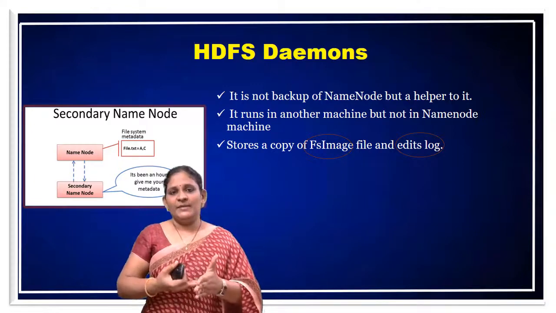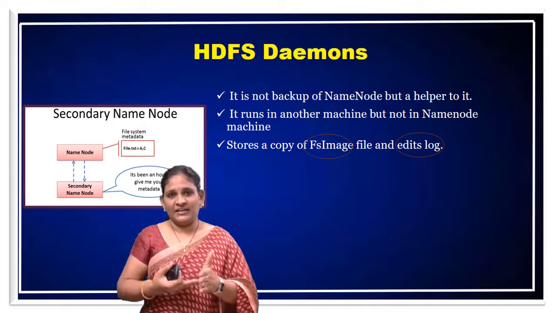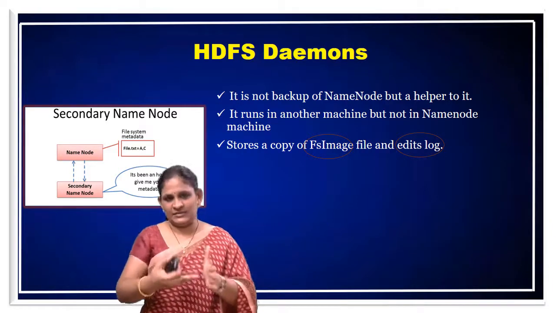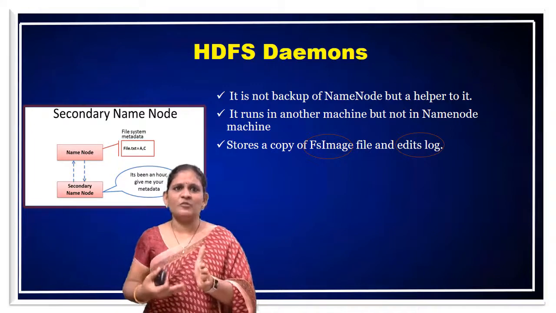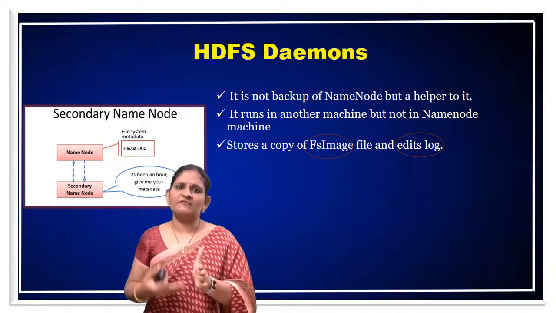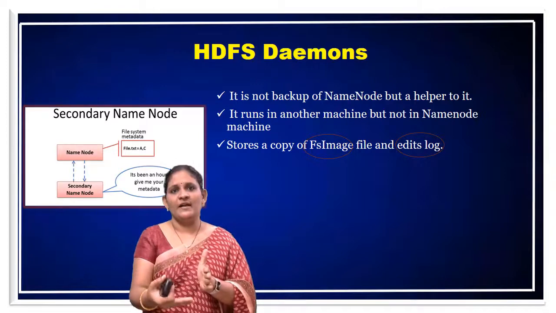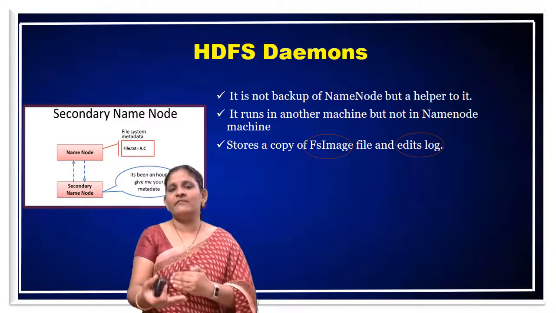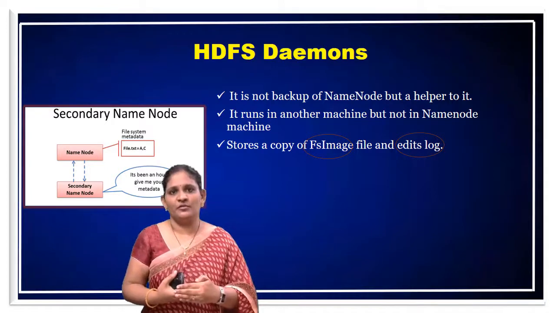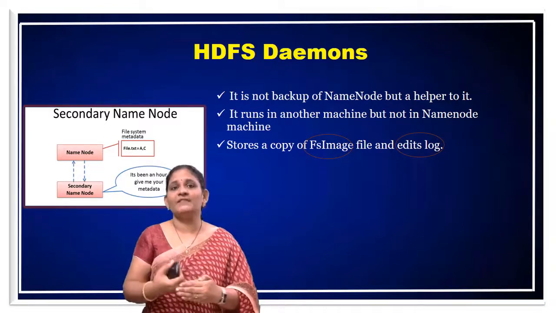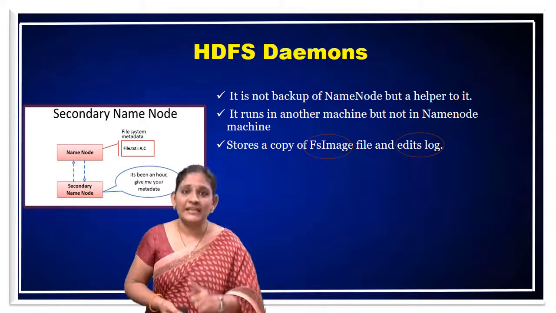Initially the metadata will be in the FS image file. Later, in the cluster, some operations will be going on. Those operations will first be put into the log files. After a certain checkpoint, we will be updating that log data into the FS image file. That copying will be done by the secondary name node.